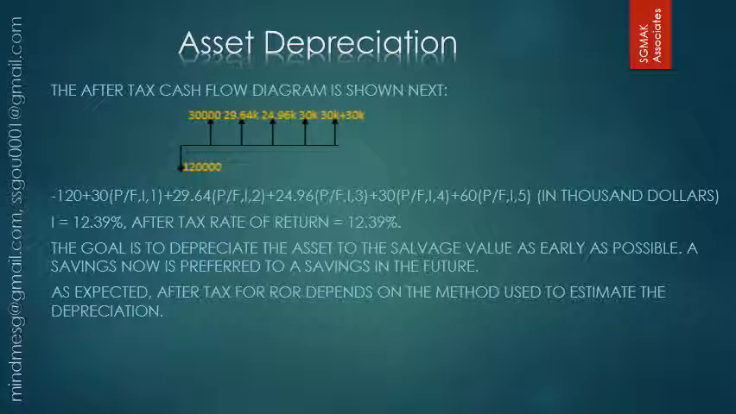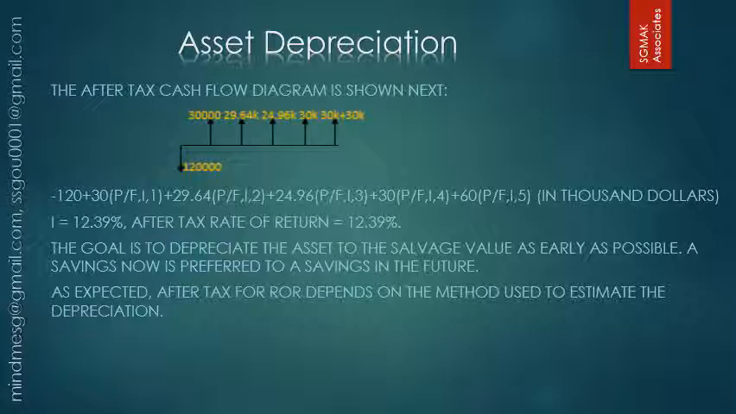The goal is to depreciate the asset to the salvage value as early as possible, so we realize more revenue. It's an expense, but a non-cash expense, so if we can depreciate more initially, we have a benefit in terms of the amount of tax paid, and we have more revenue coming in during the initial phases of the useful life. A savings now is preferred to a savings in the future, which is the fundamental principle in economic analysis. As expected, the after-tax rate of return depends on the method used to estimate the depreciation.